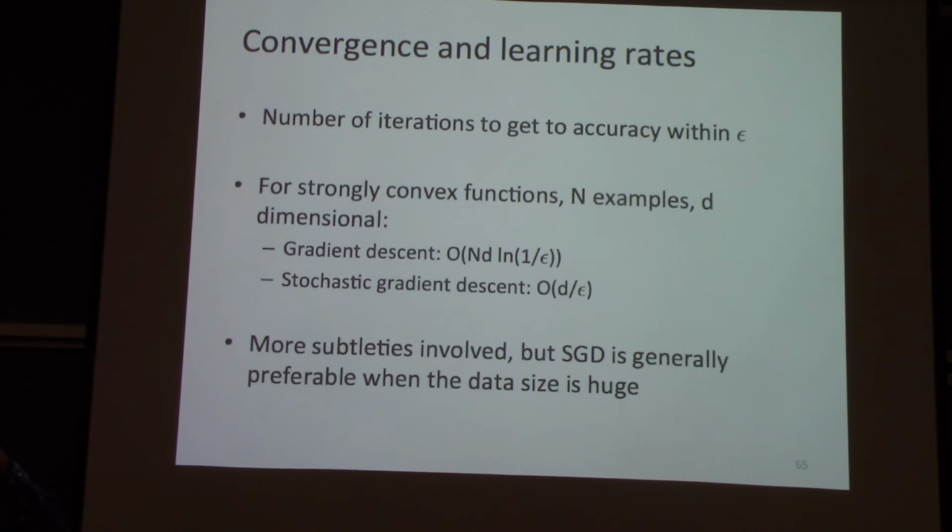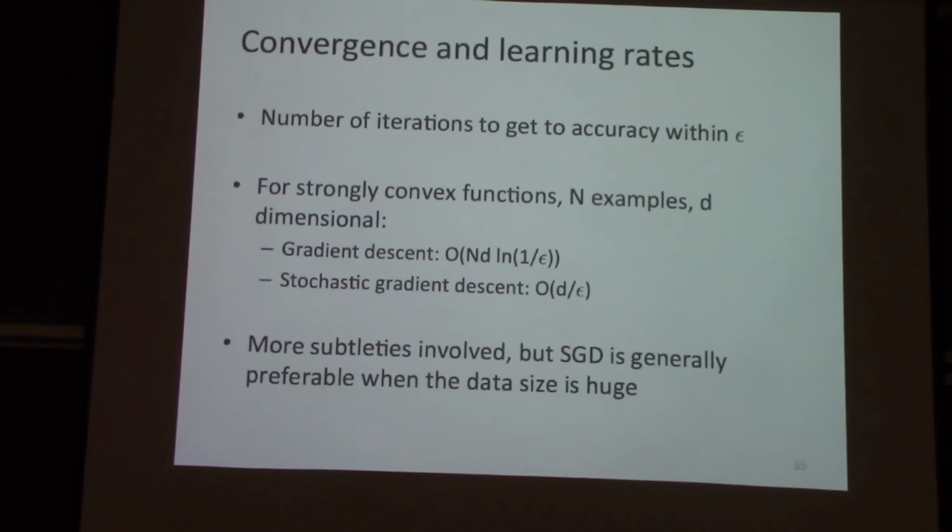So here are some theoretical results about convergence property. If we want our objective function to be close to the minimum with accuracy epsilon, then the number of iterations we need for gradient descent is on that order: n d log 1 over epsilon.